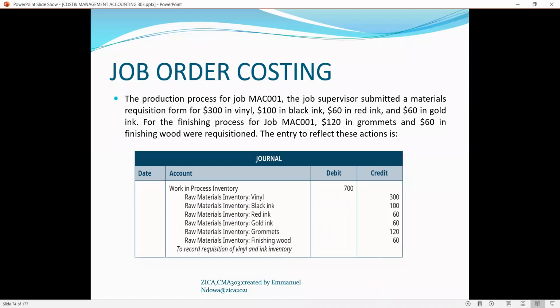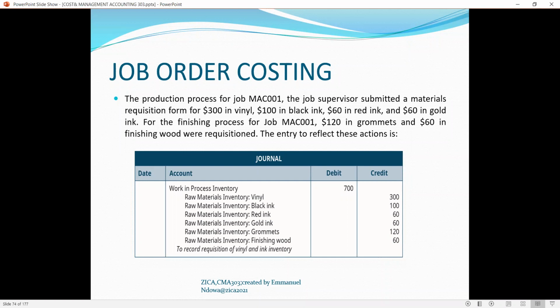So we are now in the production. We have given them the materials they require, but it is not the only component of raw materials that is going to make up the finishing, that is going to make up this billboard.